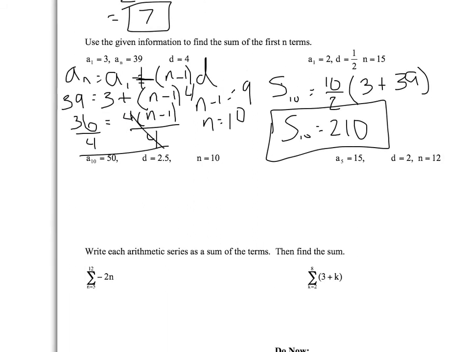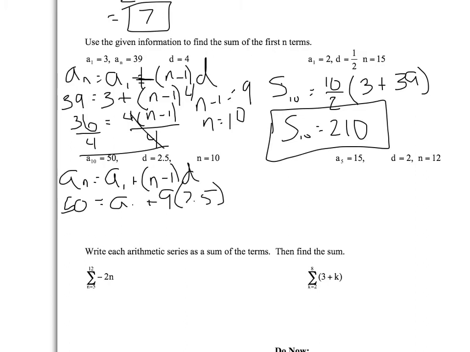The 10th term is 50. The d is 2.5, and we want to find the sum of the first 10 terms. So let's go back to this formula. an equals a1 plus n minus 1 d, and plug in what we know. We know an is 50. We don't know what a1 is. n minus 1 is 9, and d is 2.5. Well, 9 times 2.5 is going to be 18.